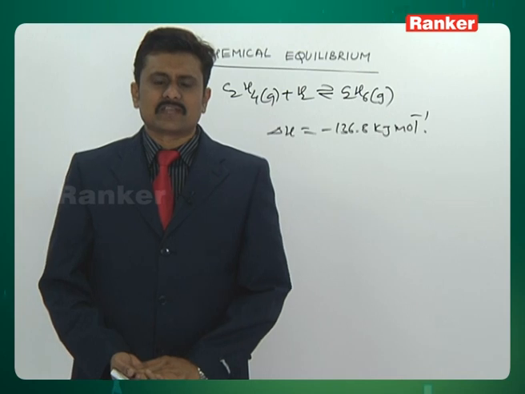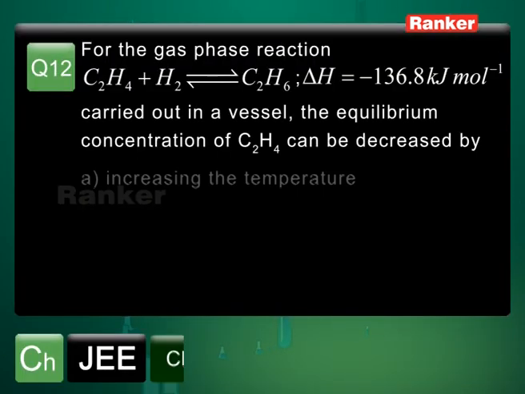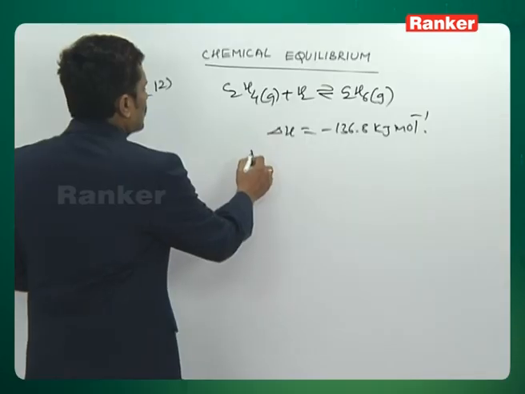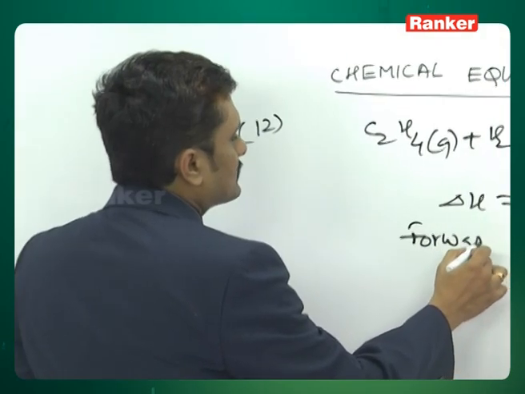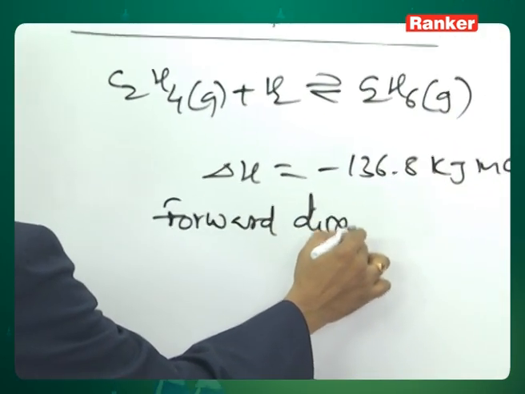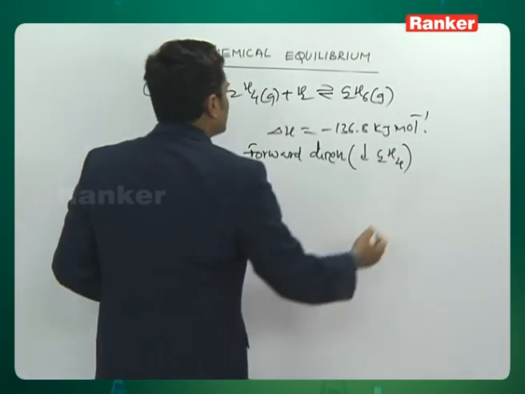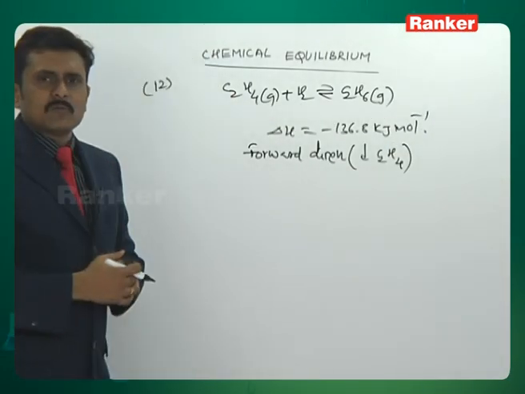Now we have a gas phase reaction where ethene is hydrogenated to ethane, which is an exothermic reaction carried out in a vessel. Then the equilibrium concentration of C2H4 can be decreased by. So you want to decrease the concentration of C2H4, that means you want to shift the equilibrium in the forward direction. Why are we saying forward direction? Because only the forward direction will decrease the content of C2H4 in the equilibrium vessel.